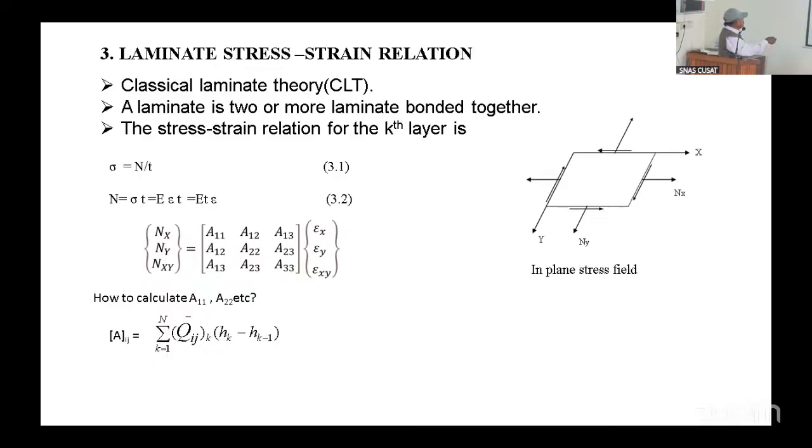So this is E into T. E is nothing but stiffness, the D matrix, into T is thickness. So this is the way of representing. Let us see how this equation is validated. It is written for programming language purposes. Let us see how easy it is.